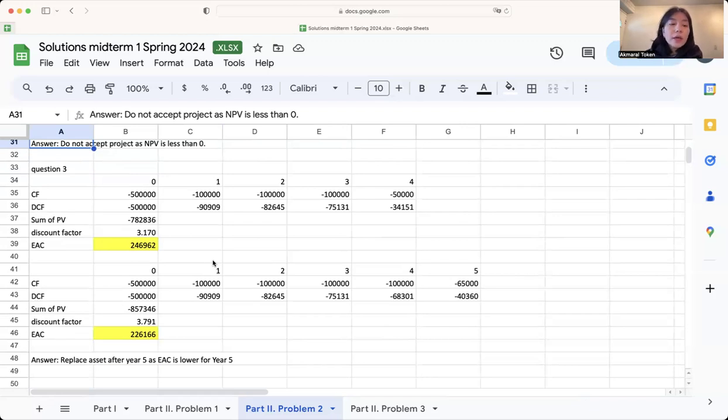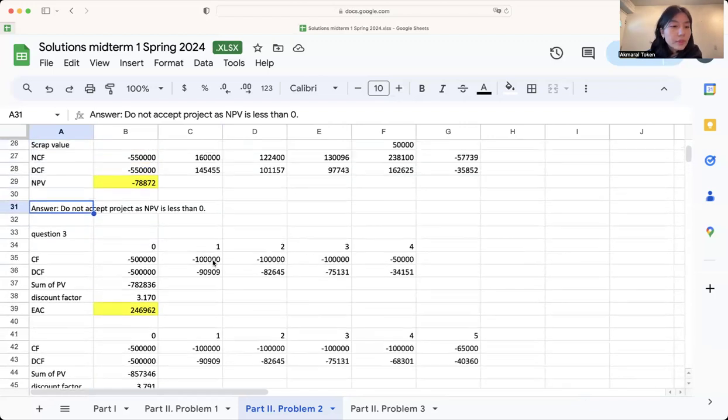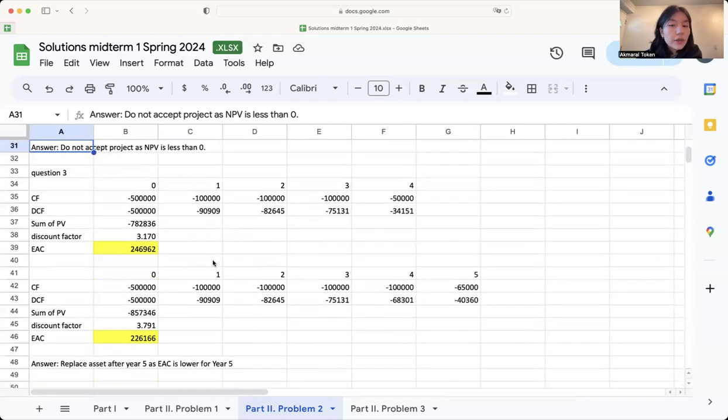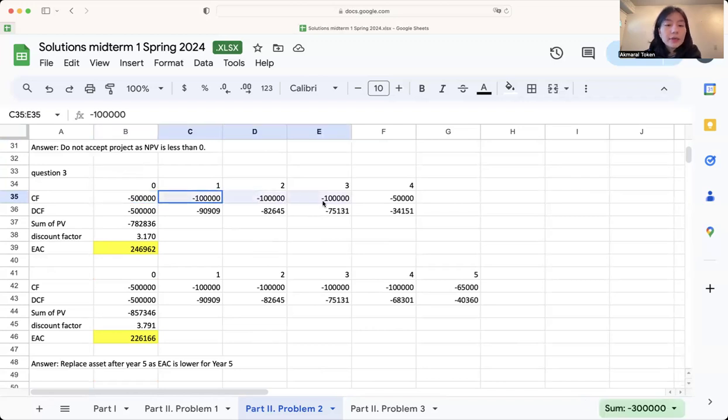And as you know, our fixed costs and scrap values change for every option. So for the first option, you have to calculate the initial value and minus $100,000 fixed cost for 4 years. And for the last year, you also include the scrap value.